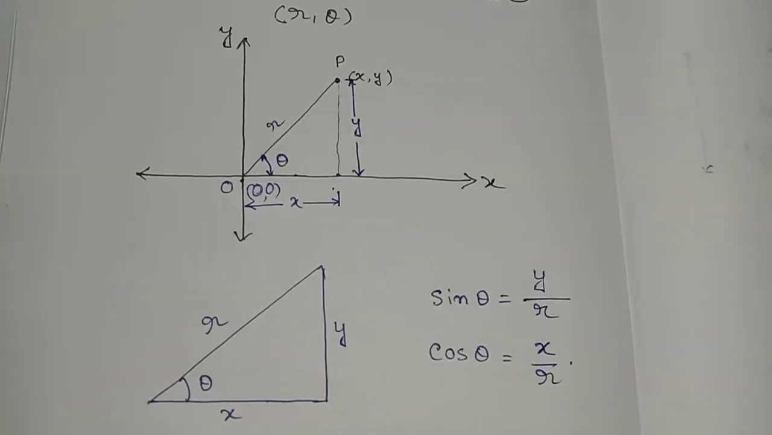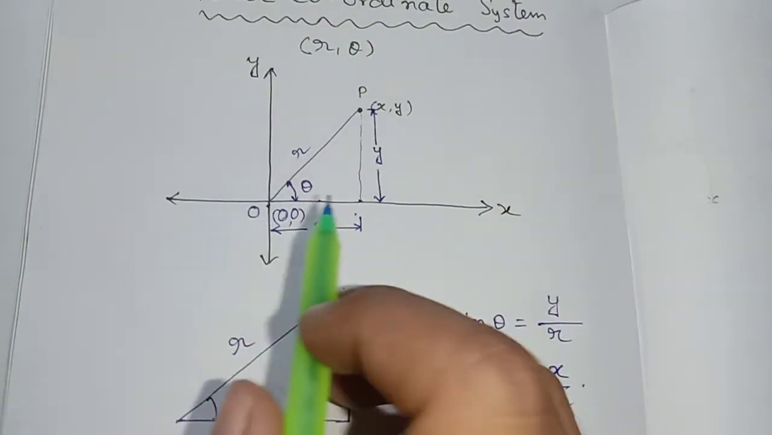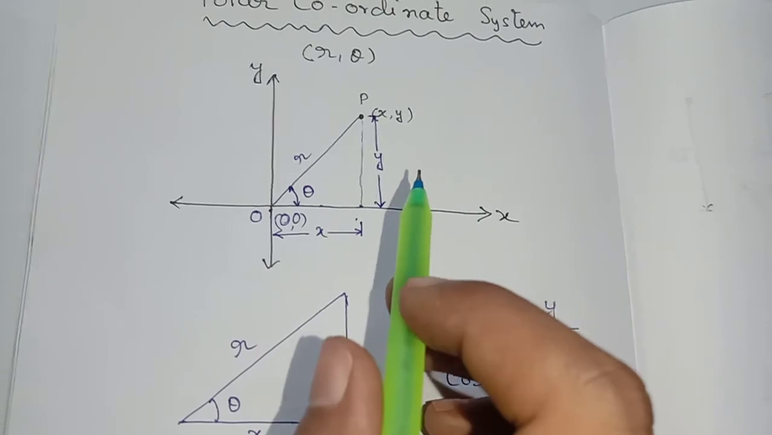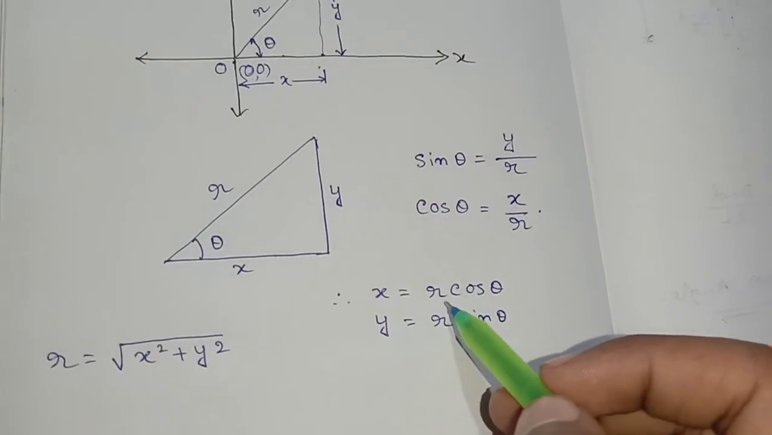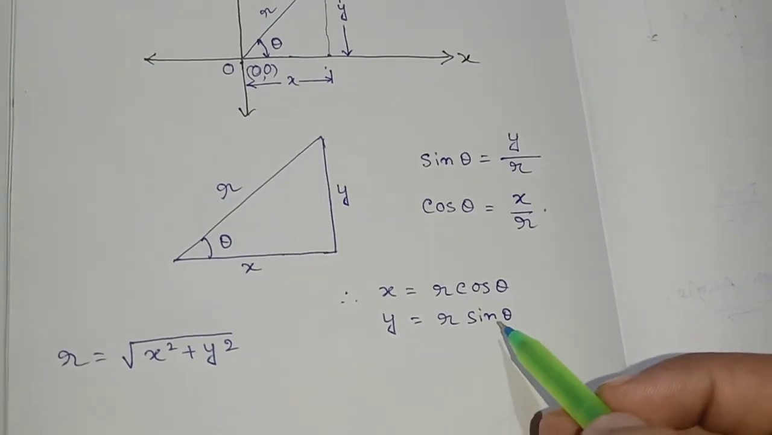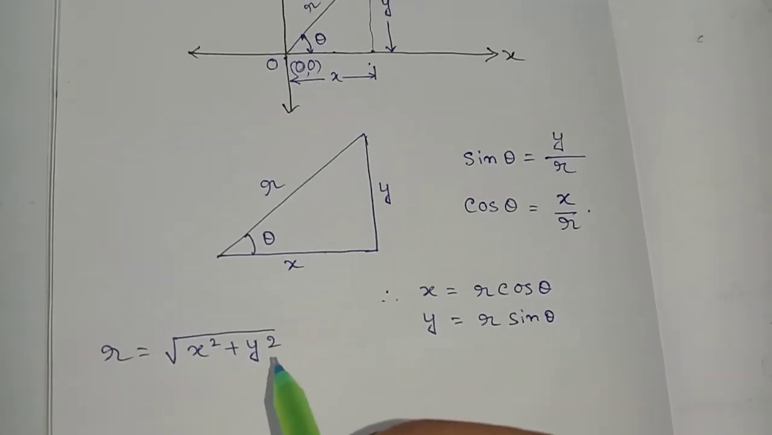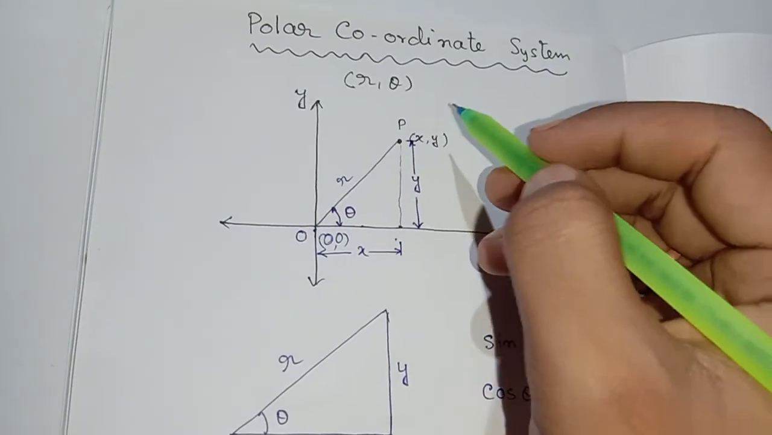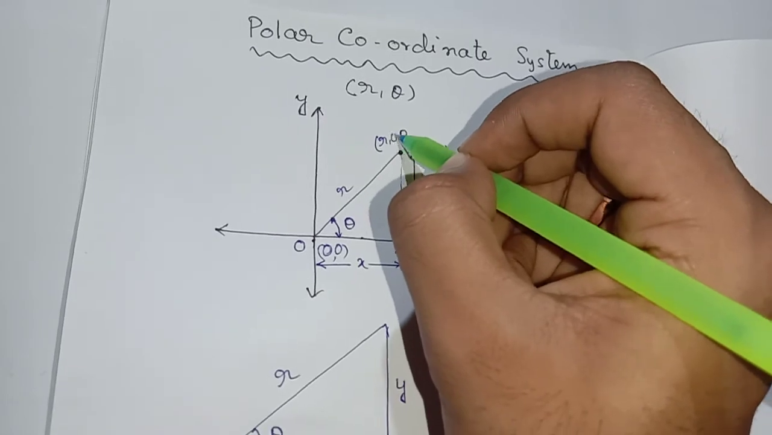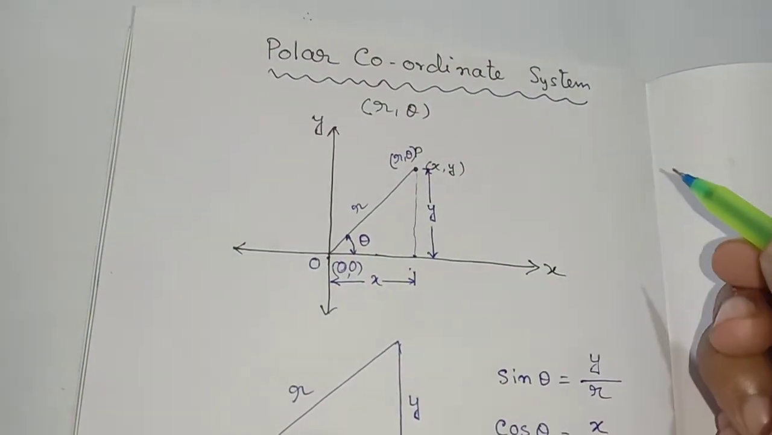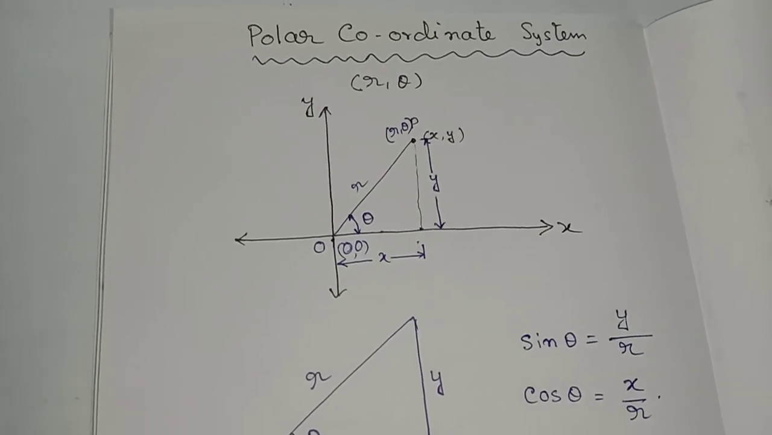So when we have to convert the Cartesian coordinate system to the polar coordinate system, we have to put x equal to r cos theta and y equal to r sin theta, where r is equal to the root of x square plus y square, and this point is also known as the r theta point. So that was all about the polar coordinate system.